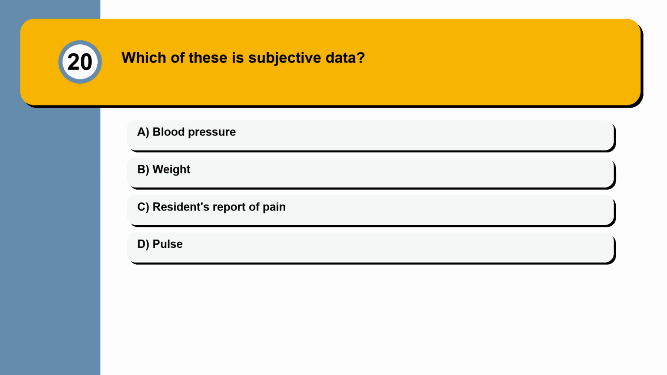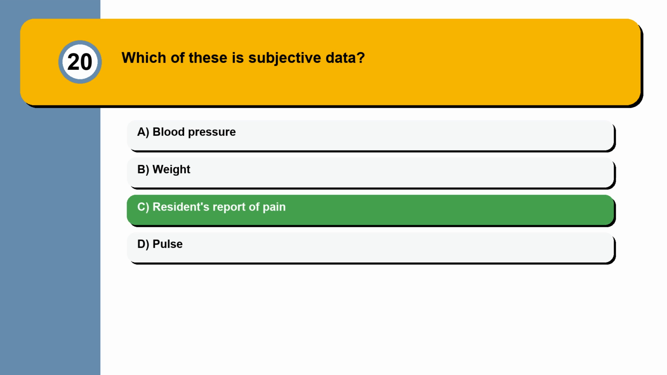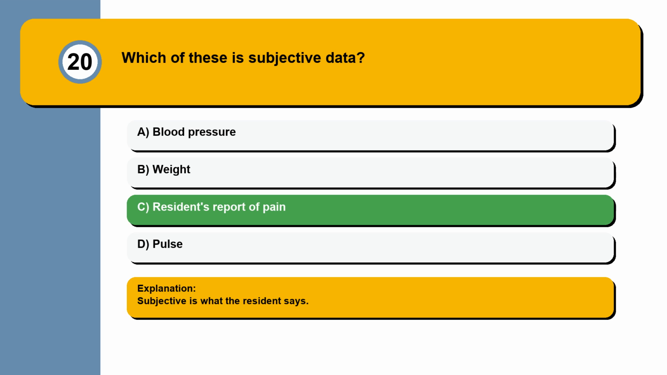Question 20. Which of these is subjective data? Blood pressure. Weight. Resident's report of pain. Pulse. Subjective is what the resident says.